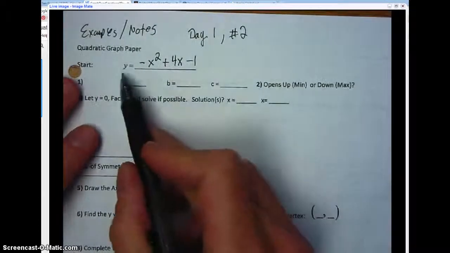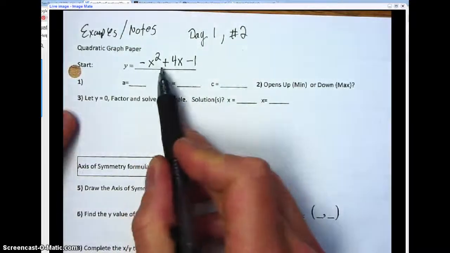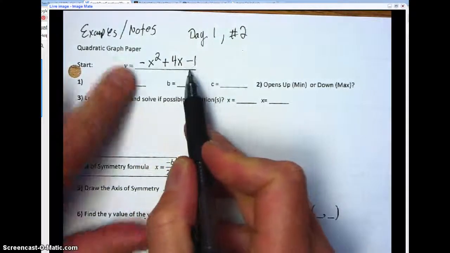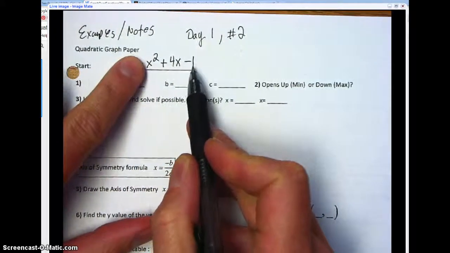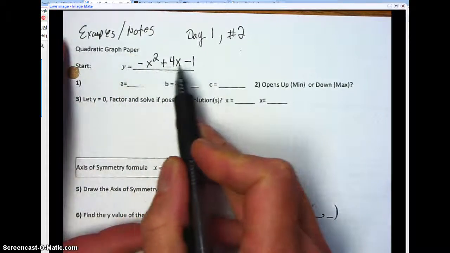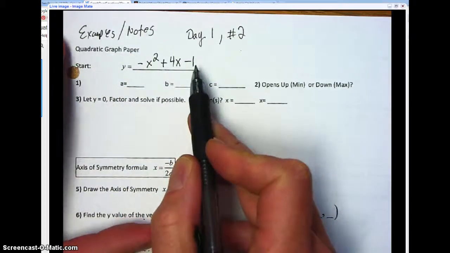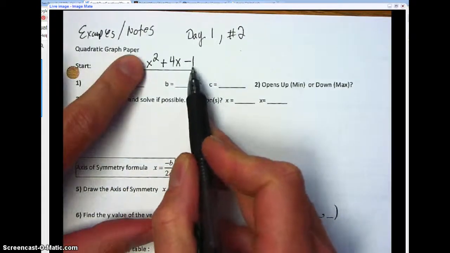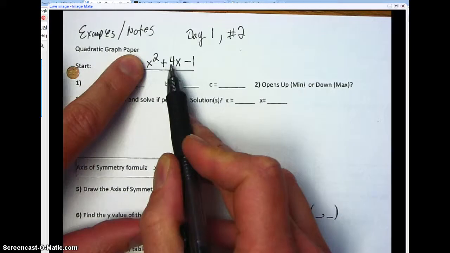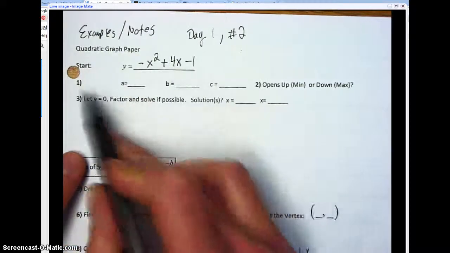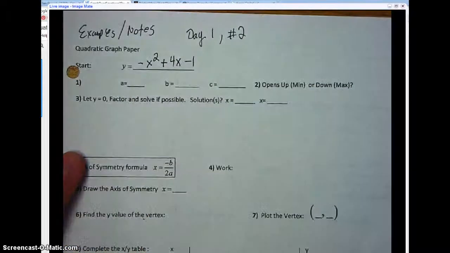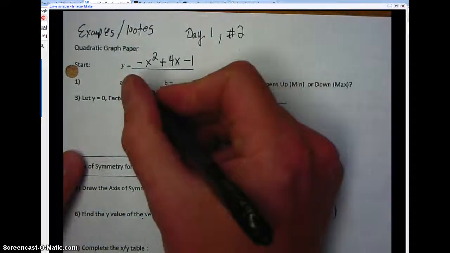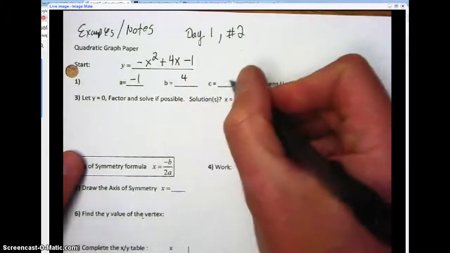So we start off with this. It says y equals negative x squared plus 4x minus 1. Now, can we just try to think of this right away as a trinomial that we can factor? Can you guys automatically see that there's no factors of 1 that add up to 4? Okay. Step 1. Tell me ABCs. Everybody? Negative 1, 4, and negative 1.